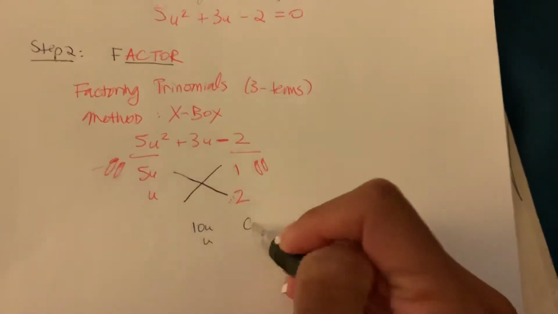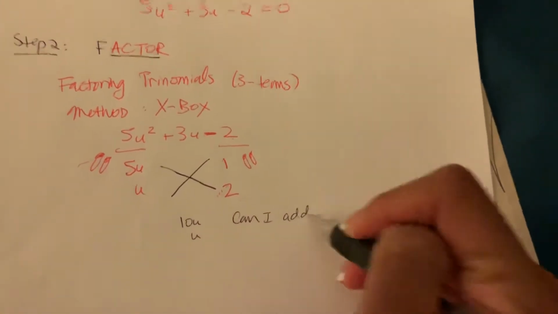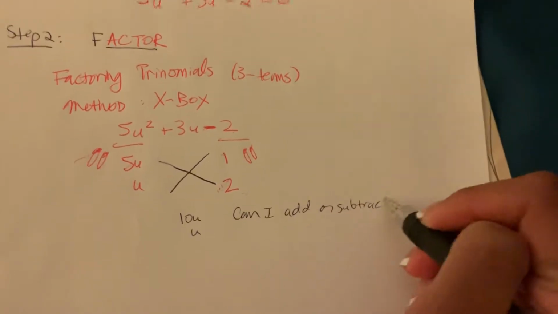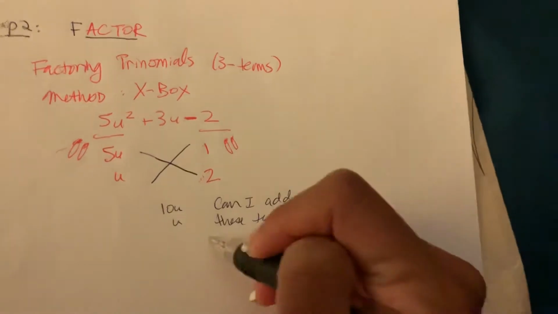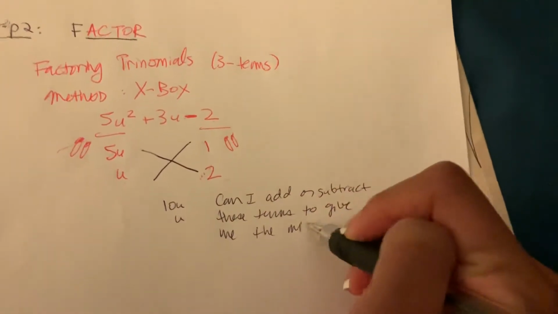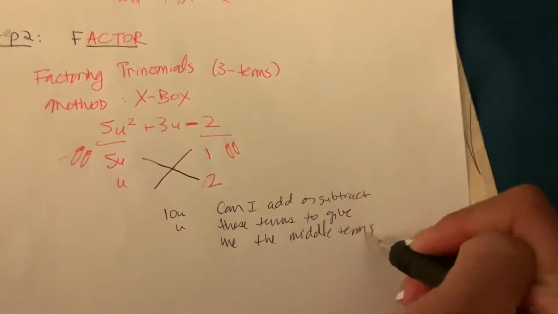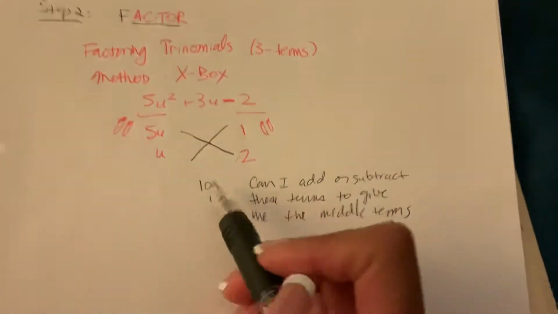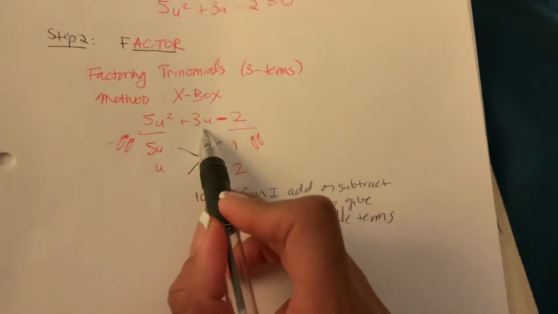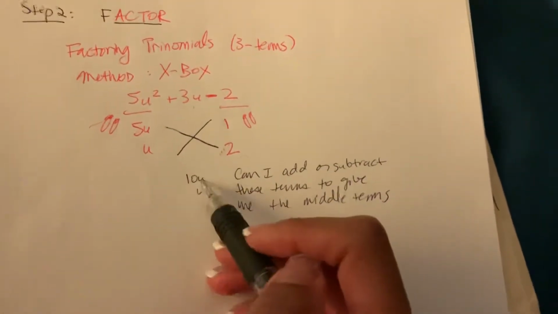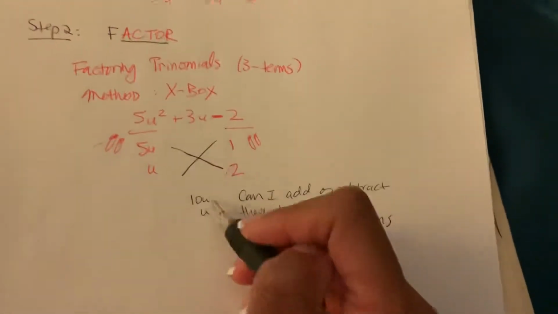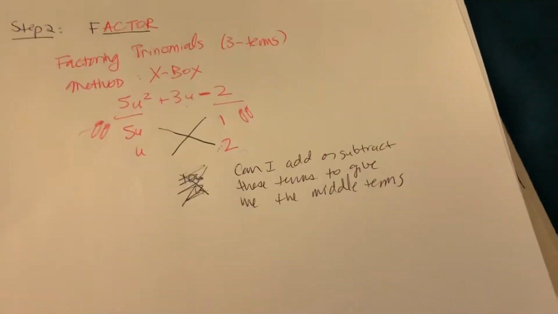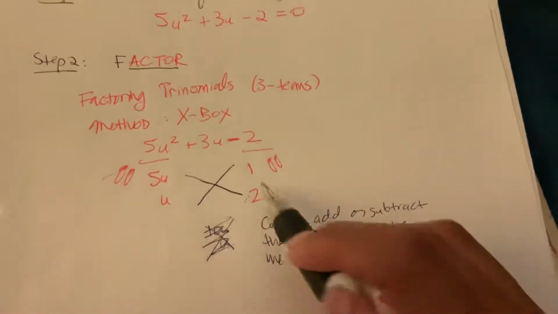I ask myself, can I add or subtract these terms to give me the middle term? In other words, can I add or subtract or combine the 10u and the u to give me a 3u? And the answer is no. If I add this, I get 11. If I subtract it, I get 9. So it doesn't work. Yuck, right? So I'm going to delete that. So 1 and 2 doesn't work. Now I'm going to switch it around and try 2 and 1.